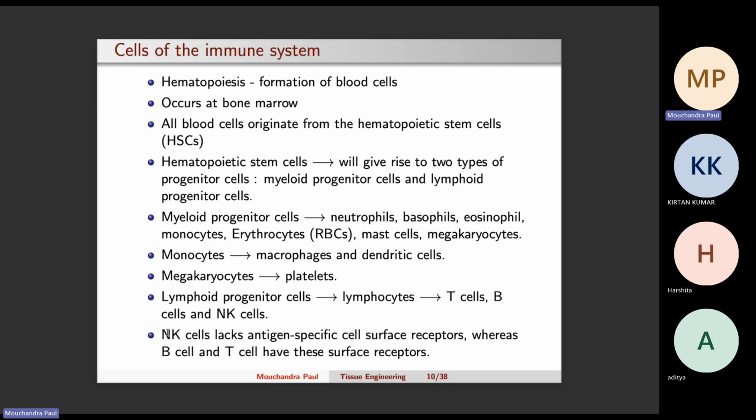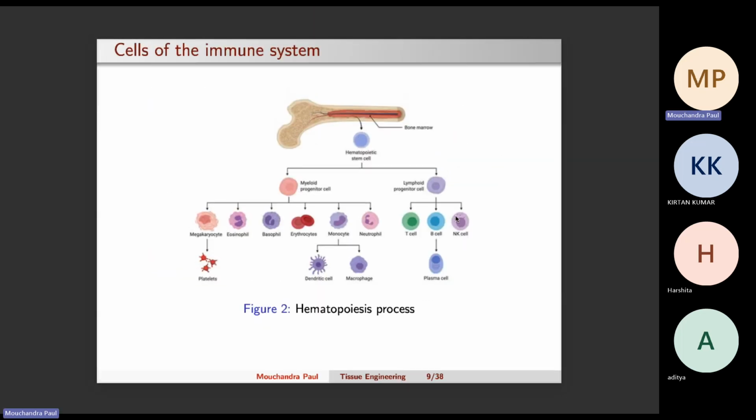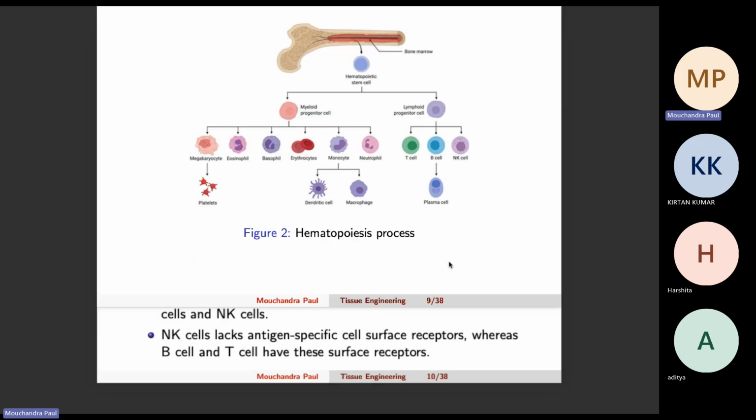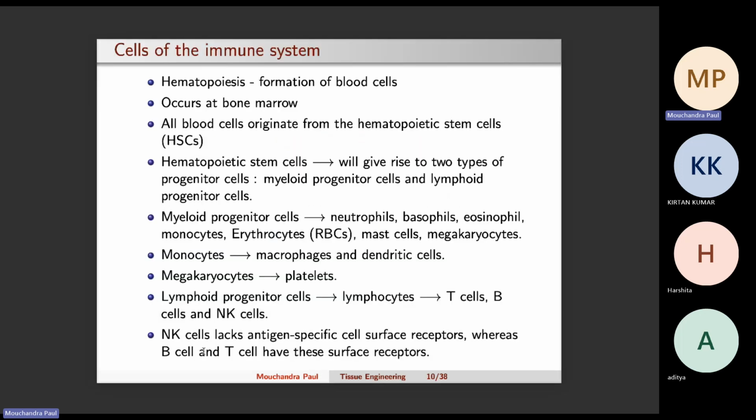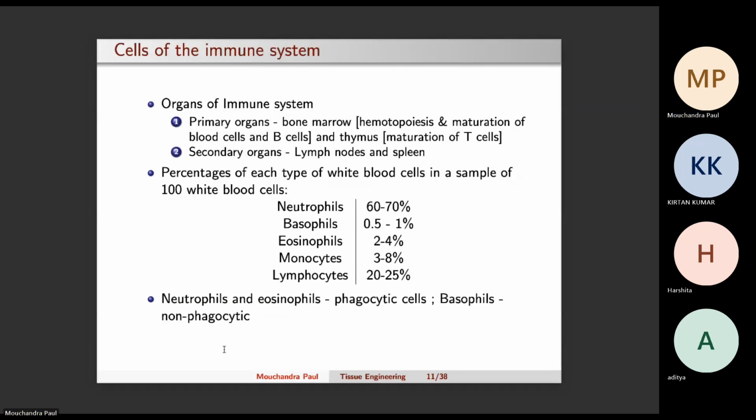Now, the natural killer cell, as I mentioned in my previous discussion, is different from the B cell and T cell. It is also a lymphocyte because it has developed from the lymphoid progenitor cell, but it is different from the T cell and B cell. How? These natural killer cells do not have the cell surface receptors through which they can recognize antigens, whereas T cells and B cells have these surface receptors. So in this way, these are different.